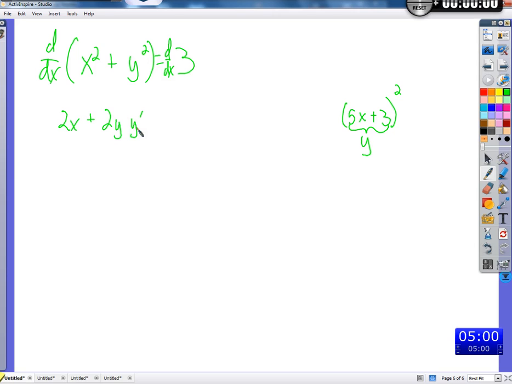We treat that y like an inside function, just like we would treat any other function. We do 2 times the function times the derivative of the inside, y, just like we would do here: 2 times the function to the first power times the derivative of the inside function. Well, this is just 2 times y times the derivative of y, y prime. So that part's done. What's the derivative of 3 with respect to x? 0. Now, can you get y prime by itself?